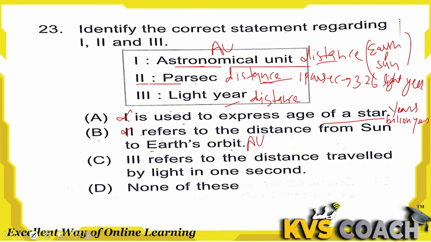Third one refers to the distance traveled by light in 1 second. For light in 1 second, the unit is the light second, okay. Light year is a much bigger unit for this small distance, okay. So this one is also a wrong statement. So none of these is the correct answer here.